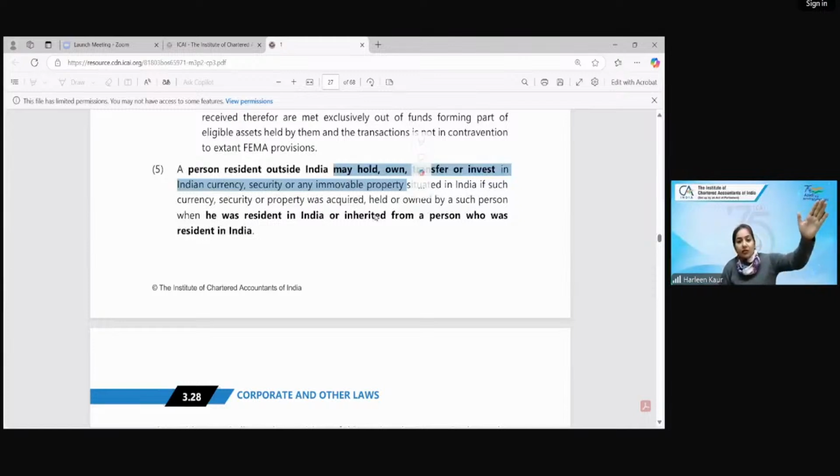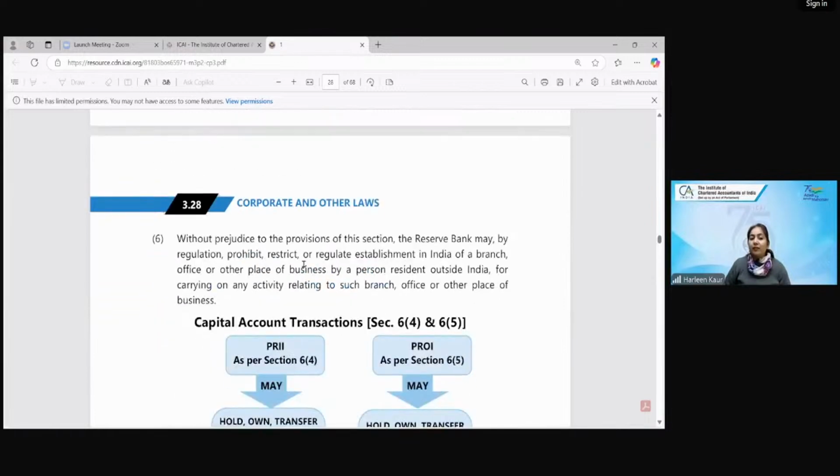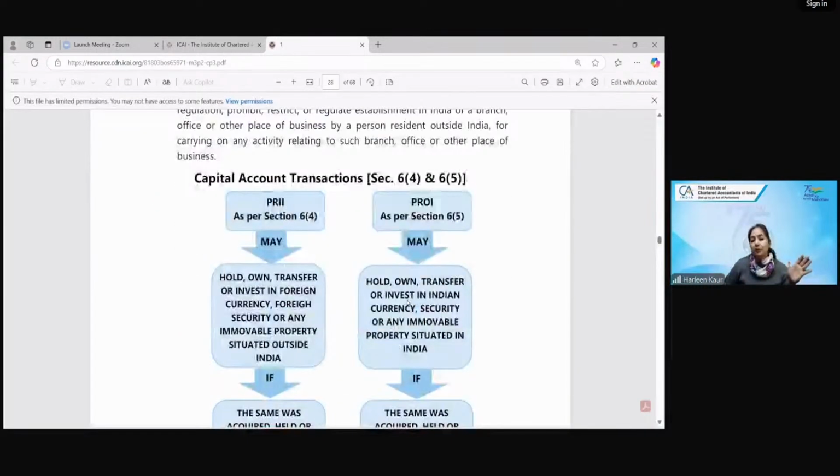You are a person resident outside India. Can you hold, transfer, invest in the Indian currency when he was a resident in India? Yes, if he has stayed more than 182 days or the conditions that have been written, he has complied with that when he was a resident, and has acquired this property or inherited it from his ancestors. Yes, he can hold, own and acquire this property. The Reserve Bank may regulate the establishment of an Indian branch outside India for carrying out such activities. Without prejudice, RBI can regulate the conditions of how the branches and other businesses are going to be managed. But yes, these are permissible capital account transactions.